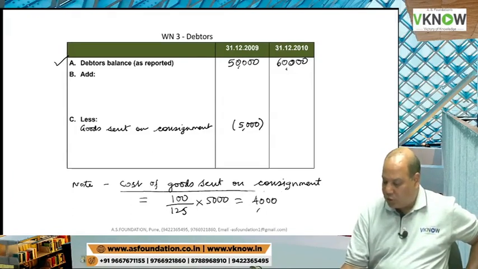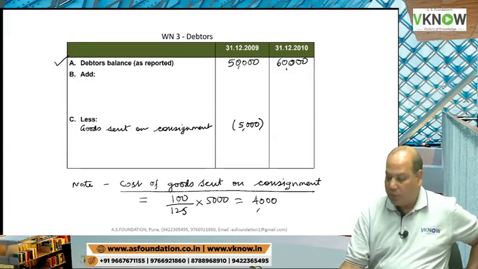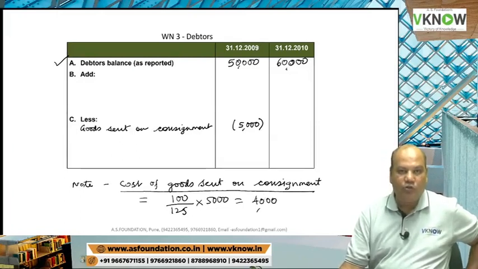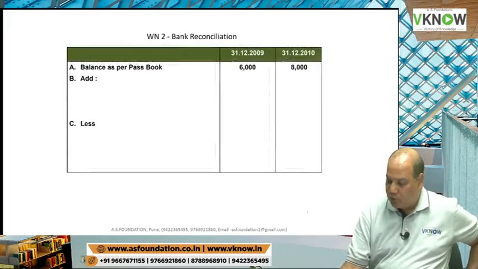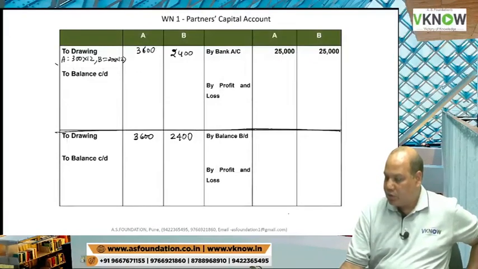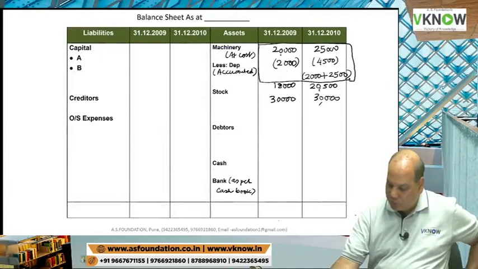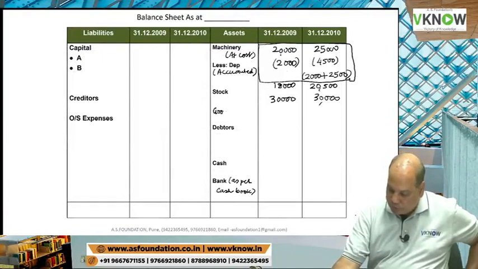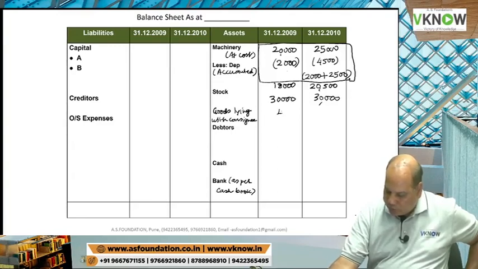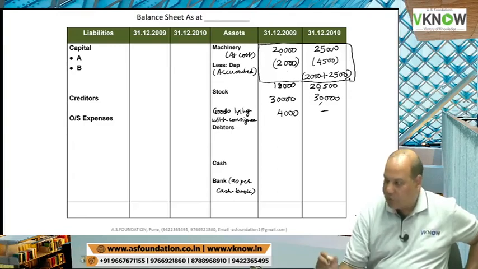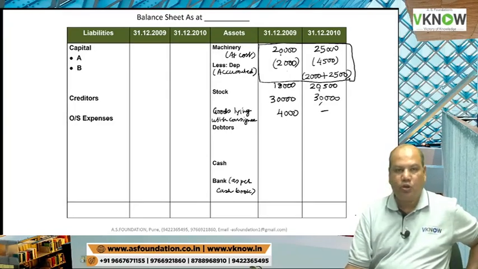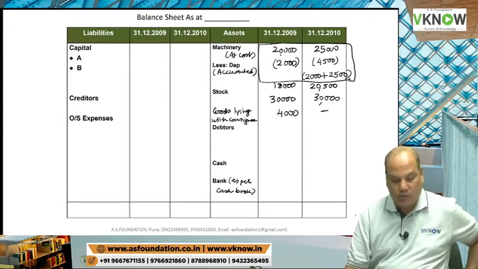This goods sent on consignment will appear in balance sheet. So I will go back to balance sheet. Below the stock, write down goods lying with consignee. Goods lying with consignee 4,000. Second column dash. These goods were sold before the end of second year. Okay, back to our question.